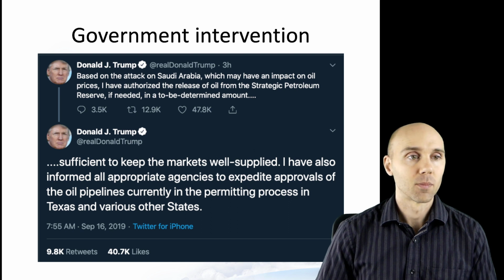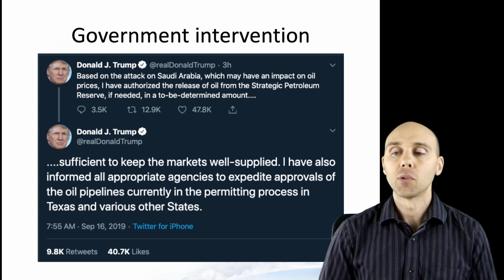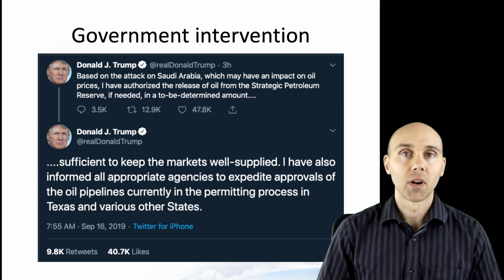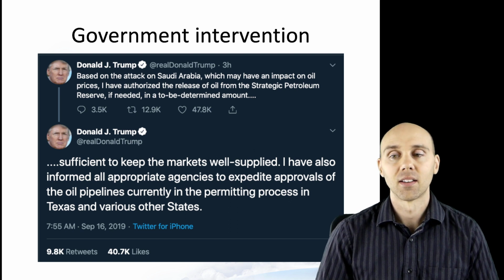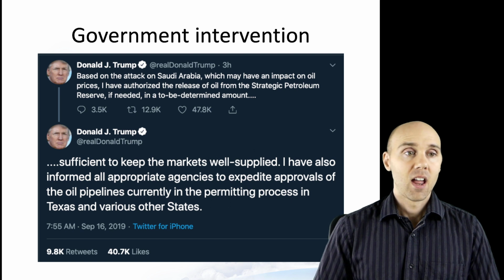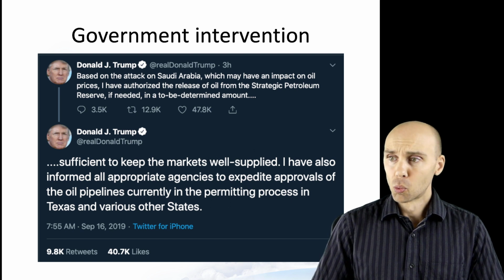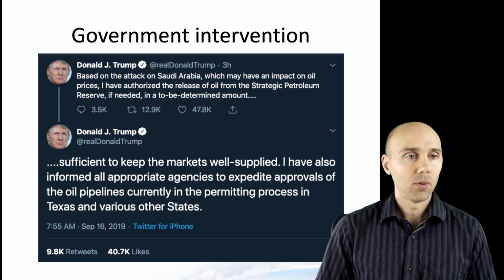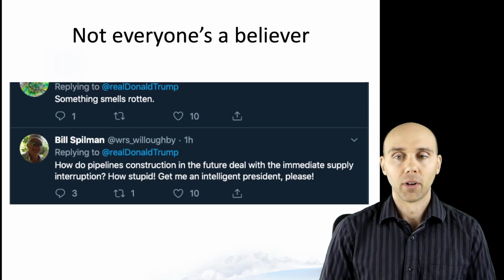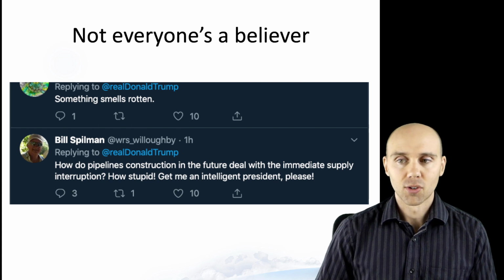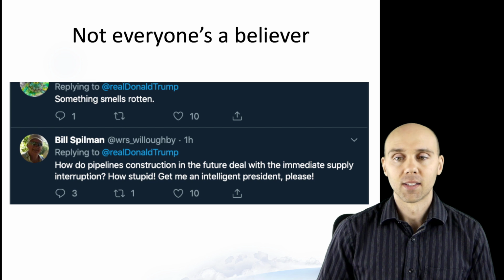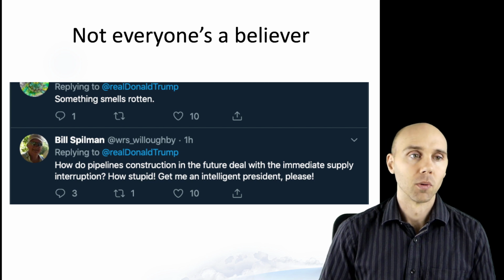And most importantly, this bigger tweet here, I've informed all appropriate agencies to expedite approvals of the oil pipelines currently in the permitting process in Texas and various other states. Now, Trump was ridiculed about this by many people, not just on social media, but also political commentators, with a very similar argument that's also written here. How do pipelines construction in the future deal with the immediate supply interruption? How stupid, blah, blah, blah.